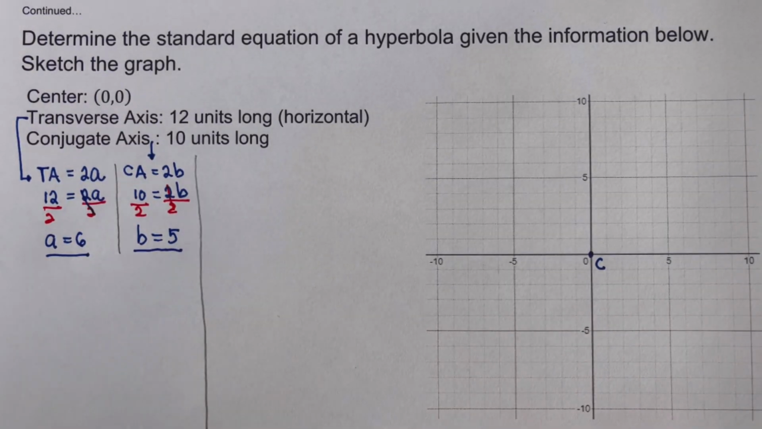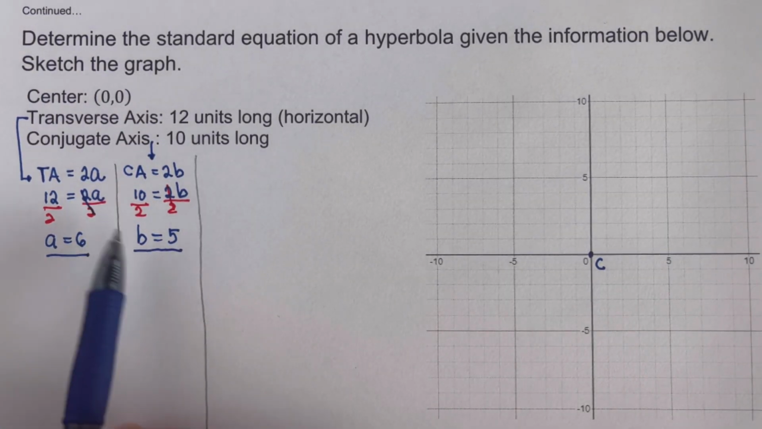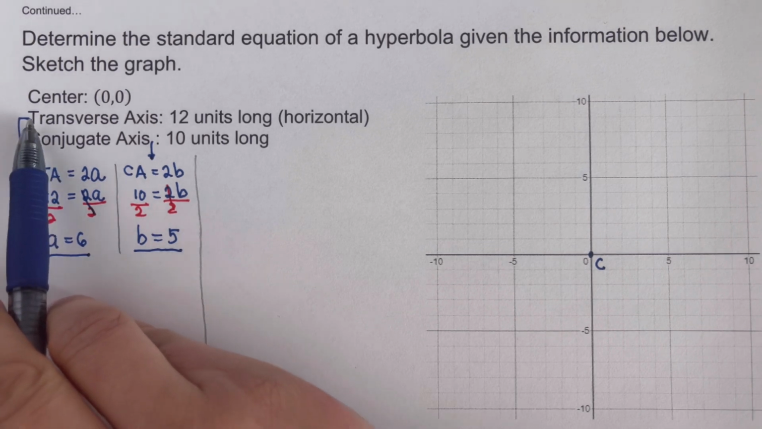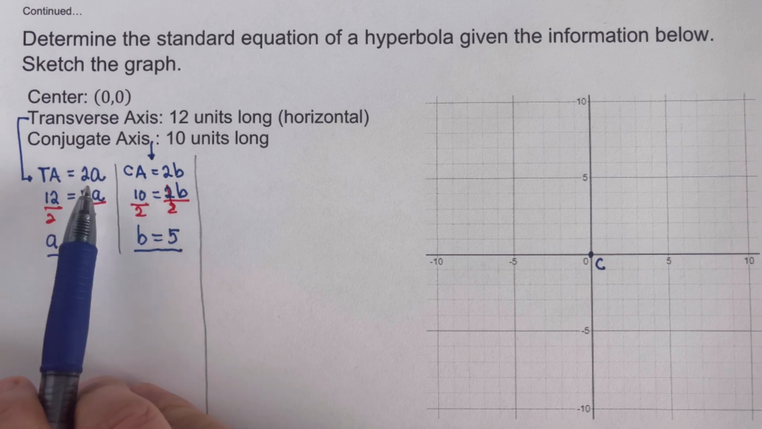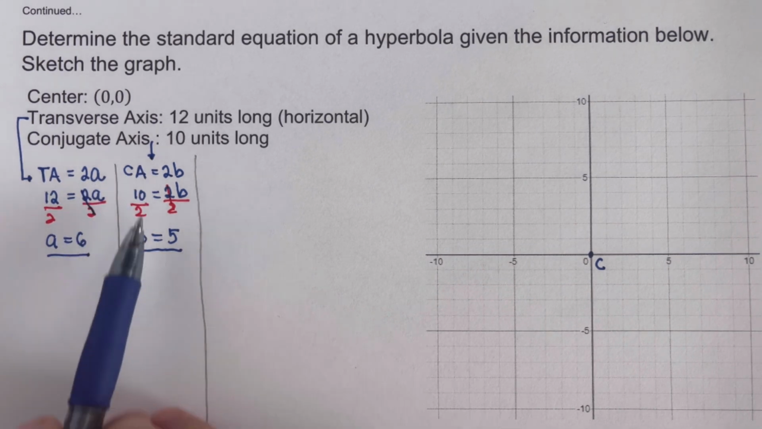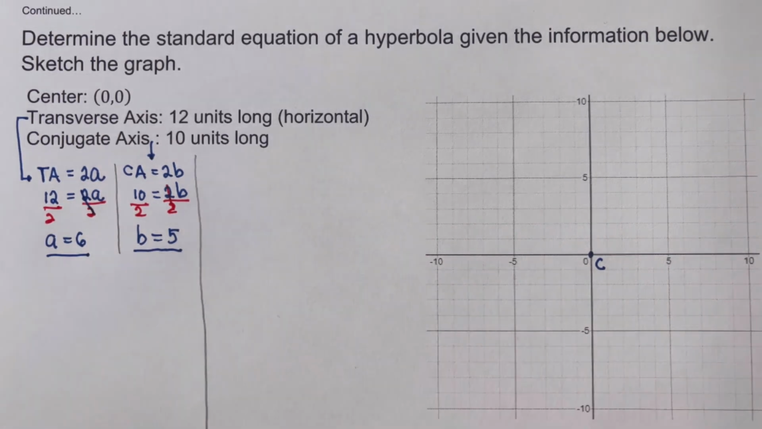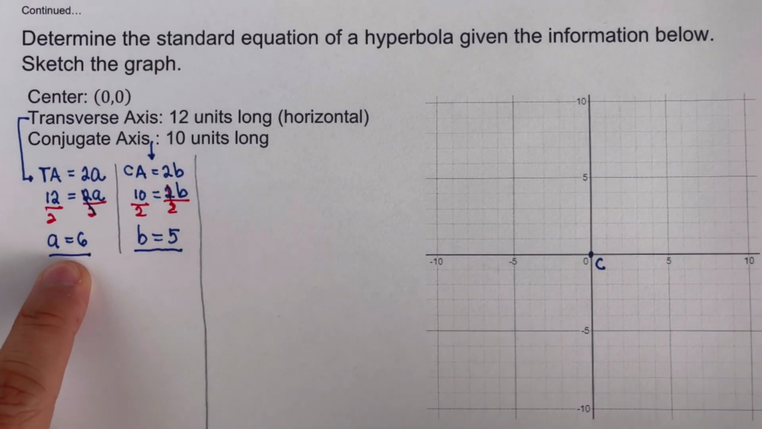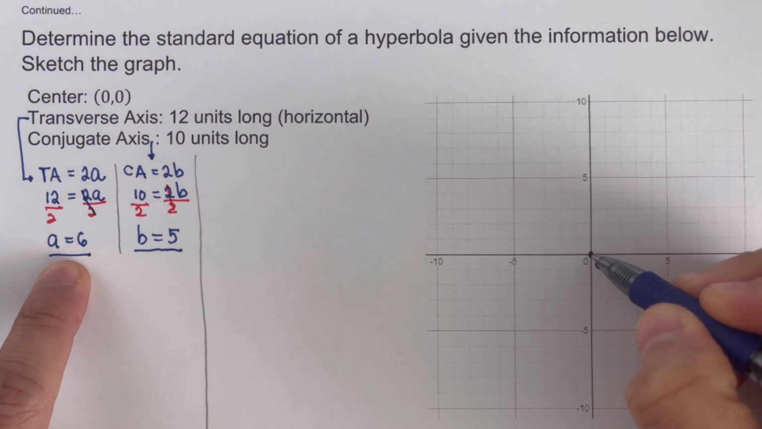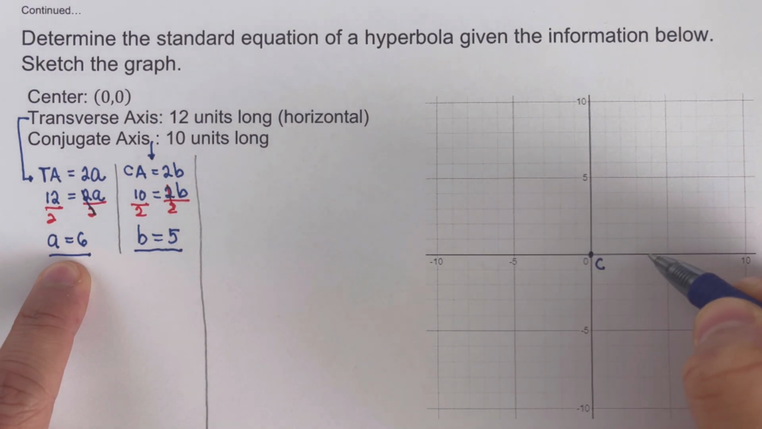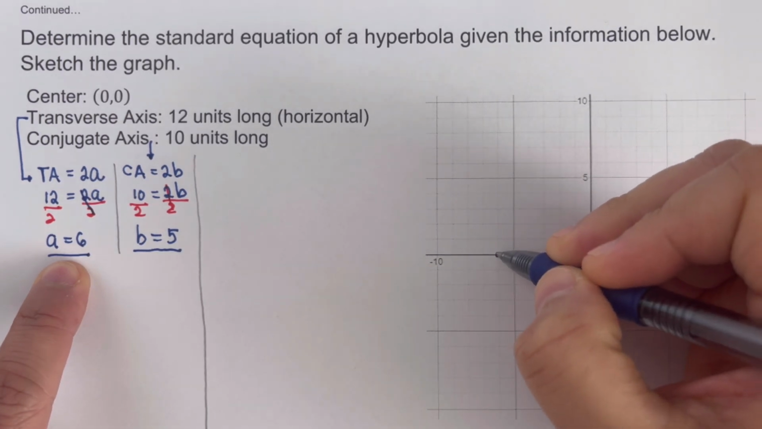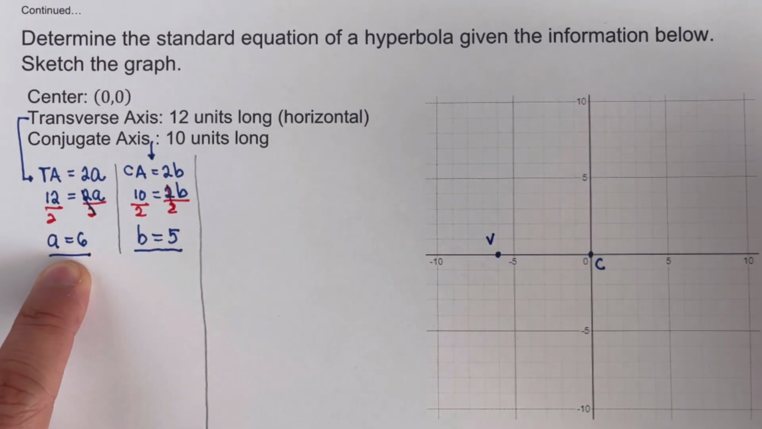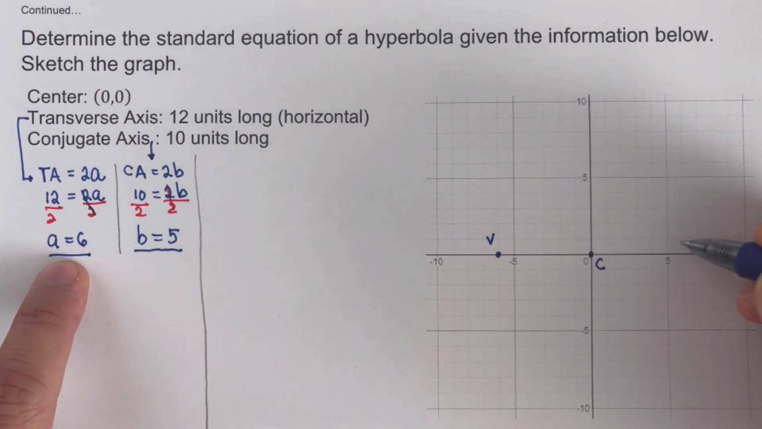Okay, so we've determined the values for a and b. Again, TA stands for transverse axis, while CA stands for conjugate axis. Solving for a, our a is 6 and our b is 5. Since this is horizontal, our vertices are located 6 units to the left and to the right of the center. So I count 6 to the left, and this is our first vertex. The other vertex is 6 to the right, right here.